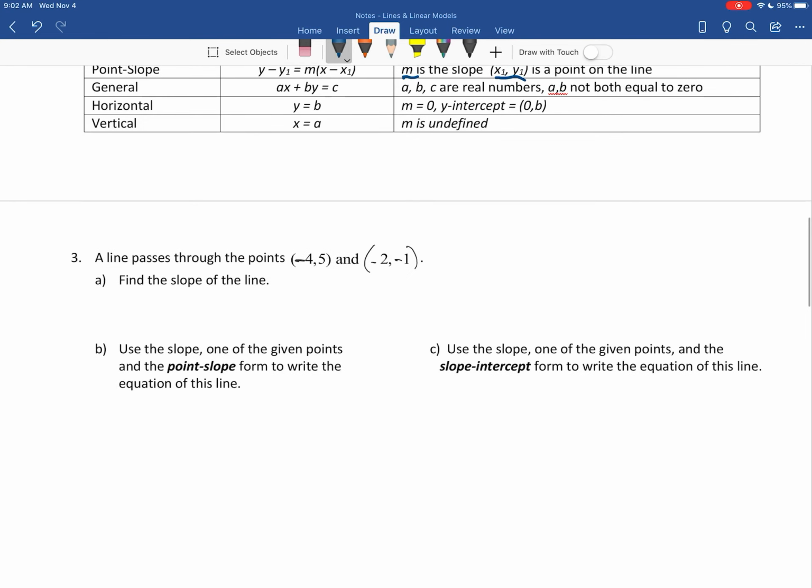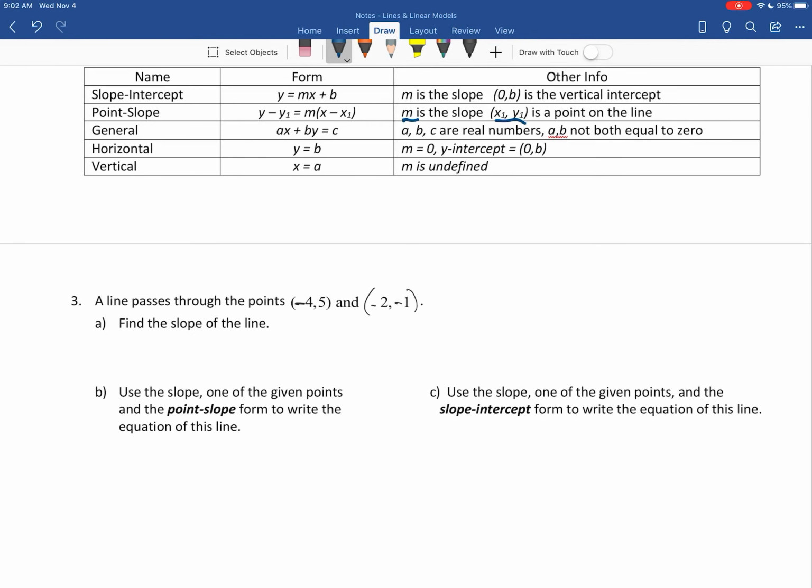On this first example, they give us 2 points. That's where they're starting. We don't have a 2-point form; there's no form for that. But what we can do when they give us 2 points is first find the slope. That's definitely something we're capable of finding given 2 points. So I'm doing -1 minus 5 over -2 minus -4. It's -6 over -2 plus 4, so -6 over 2. So the slope is -3.